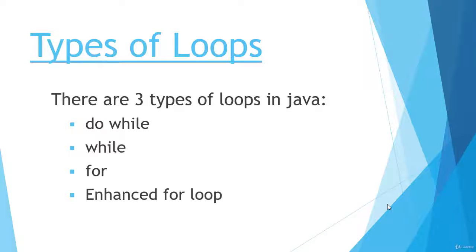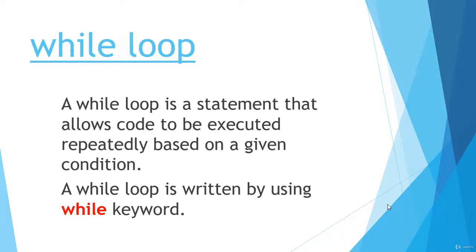Now there are three types of loops in Java. One is while, do while, and the third is for, and the fourth one is the enhanced for loop, which is just like the for loop, and we will discuss all these loops in different videos. For this video, I am only going to focus on the while loop.